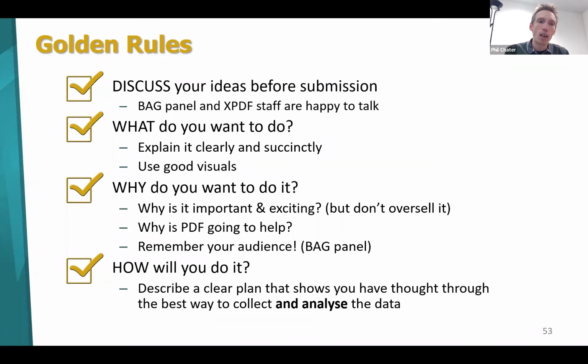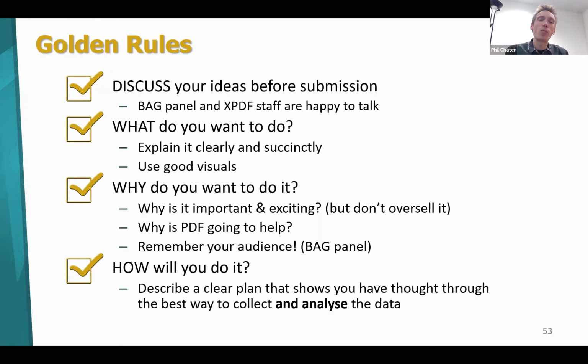Do really think about why you want to do it. Why is PDF going to help? Things like in situ experiments can be done a lot more easily in a PDF experiment than some others, because the high energy that we work at means that we can go through a lot of different materials.